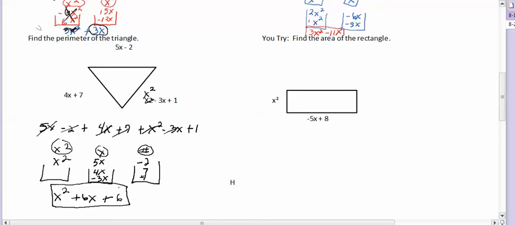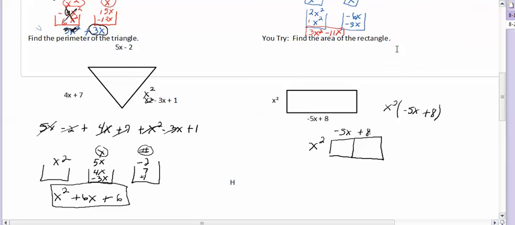Okay, and the next one, you're just going to try on your own. You're going to multiply. It's going to be x squared times negative 5x plus 8. Go ahead and multiply that, making your x squared on the outside of your box, and then creating a box as a negative 5x plus 8. Okay, and I'll go ahead and stop the lesson and you do the work and then come back and check.